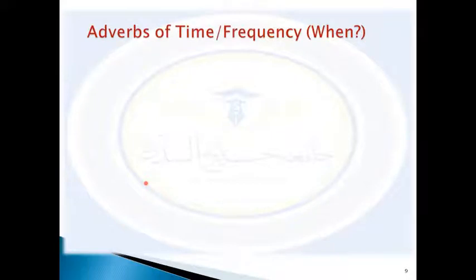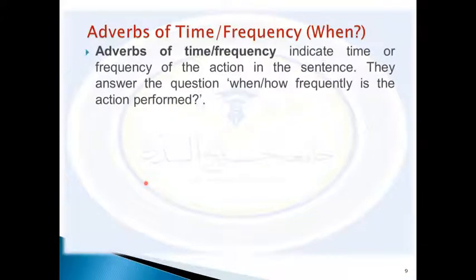The third type of adverbs is known as what? Adverbs of time or of frequency. They answer the question of when. Adverbs of time and frequency indicate time. So mainly we think of time or frequency: always, sometimes, often, usually. They indicate the time or frequency of the action in the sentence.